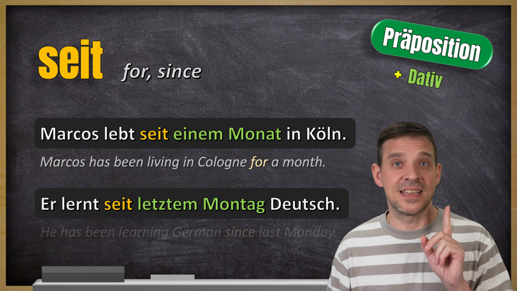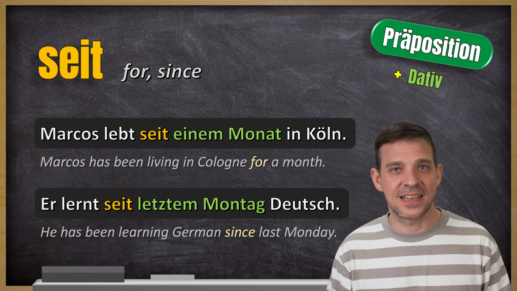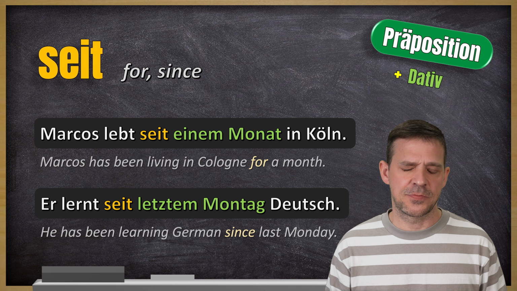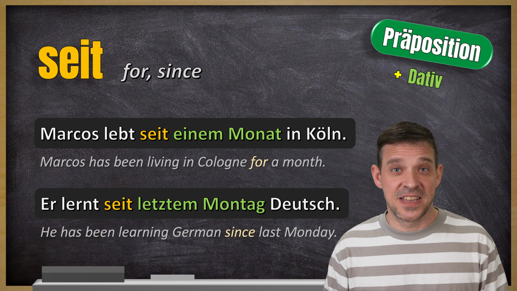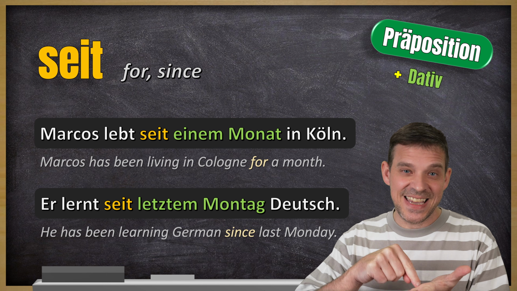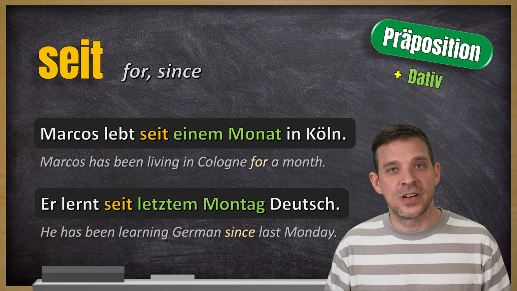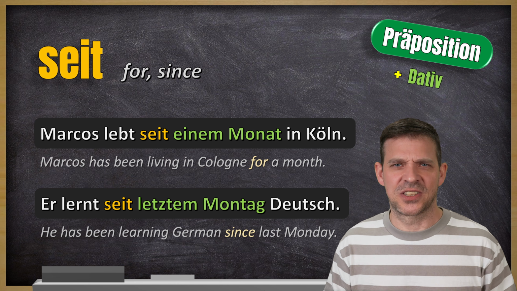Oder: Er lernt seit letztem Montag Deutsch. He has been learning German since last Monday. Here we talk about a point in time. Montag is a specific time. Therefore, in English, you use this since. But again, in German, so much easier. We just have seit.